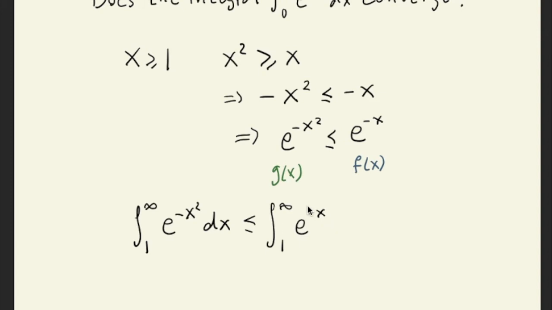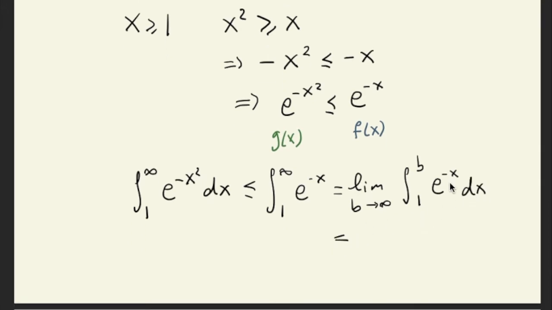right? But this we know is the limit as b goes to infinity of the integral from 1 to b of e to the negative x dx. The antiderivative here is minus limit as b goes to infinity. The antiderivative is negative e to the negative x, so it would be negative e to the negative b plus e to the negative 1. And when b goes to infinity, this number here goes to 0. You're just left with 1 over e, right? So this integral converges, which means that this integral here must also converge.